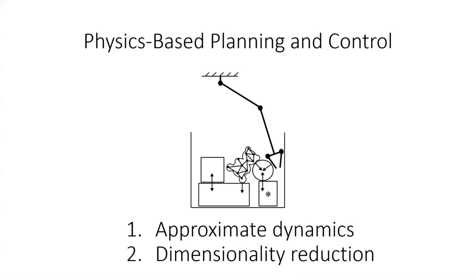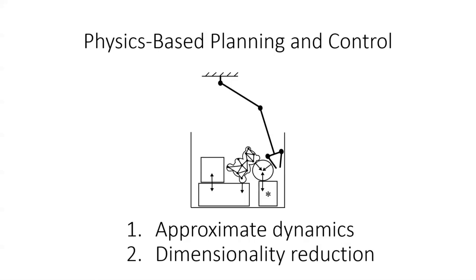One is using approximate dynamics. So we have been thinking of, okay, how accurate do our physics predictions need to be? And if we can trade off accuracy of prediction with computational expense, that is something that we explore. And I'll talk a little bit about that.